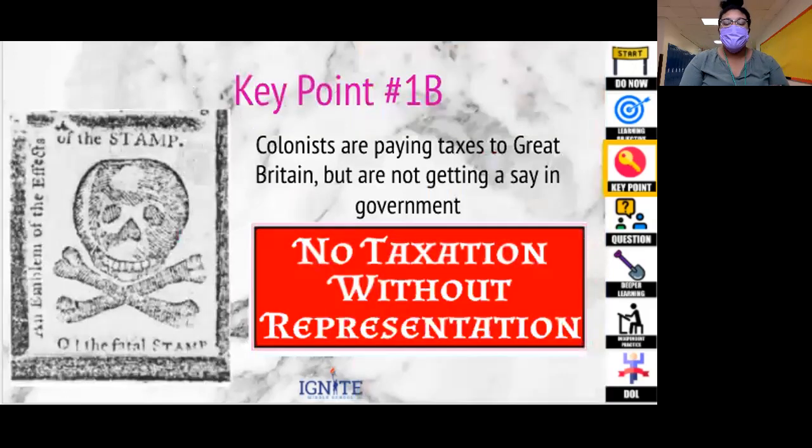So the colonists are paying a lot of their money in taxes. A lot of the money they make goes to taxes. Those taxes automatically make money for England. But although the colonists are paying taxes to Great Britain, they're not getting any say in British government. So they're paying all this money in taxes, but they don't get a choice in who represents them. They don't get a choice in other laws. They don't get a say in any major decisions that are happening in Parliament.